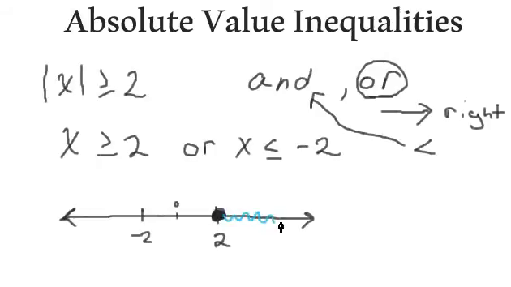Well, it's everything to the right of 2. And then this one here says x is less than or equal to negative 2. Solid dot because we include negative 2. And everything less than or equal to negative 2.